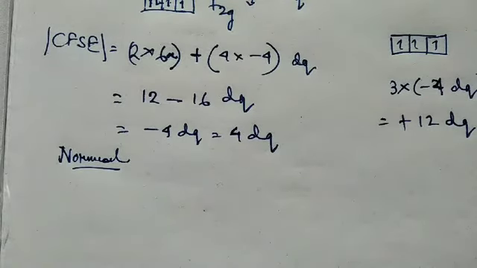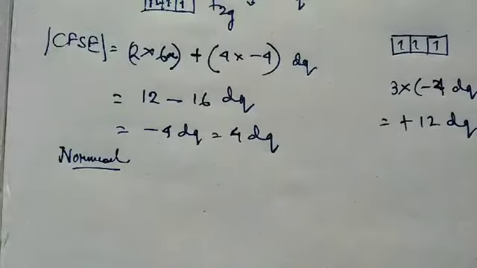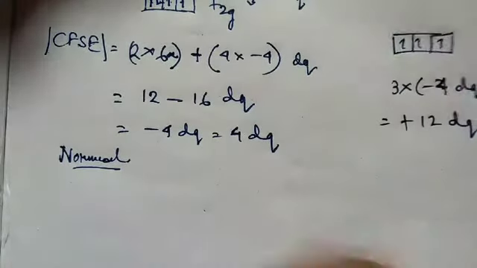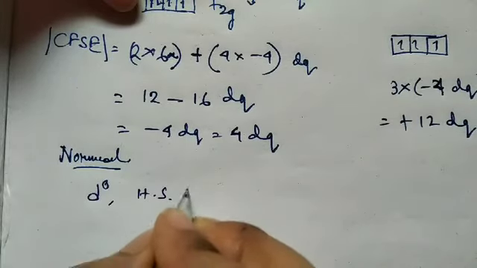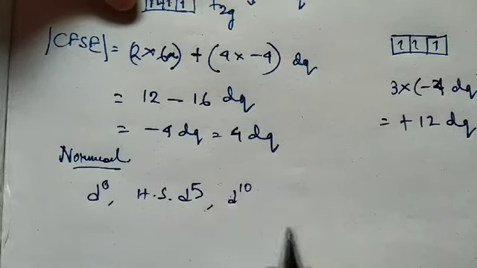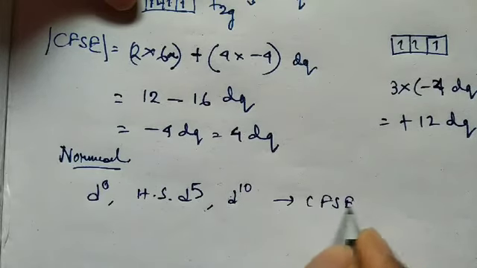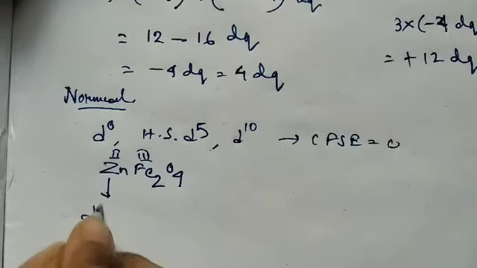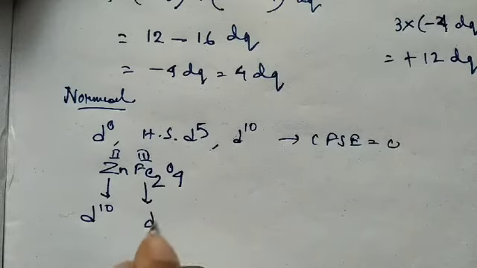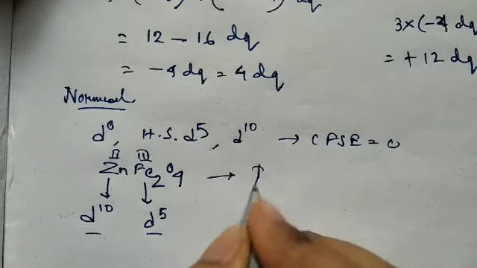One more thing I have to discuss with you. If the transition metals are both transition metals, but they have the configuration d0, high spin d5 or d10, then the CFSE is 0, we know. Let's take the example of ZnFe2O4. Zinc 2+ and iron 3+. Zinc 2+ has a d10 system and Fe3+ is a d5 system. In both cases the CFSE is 0. Therefore, it will follow a normal spinel.